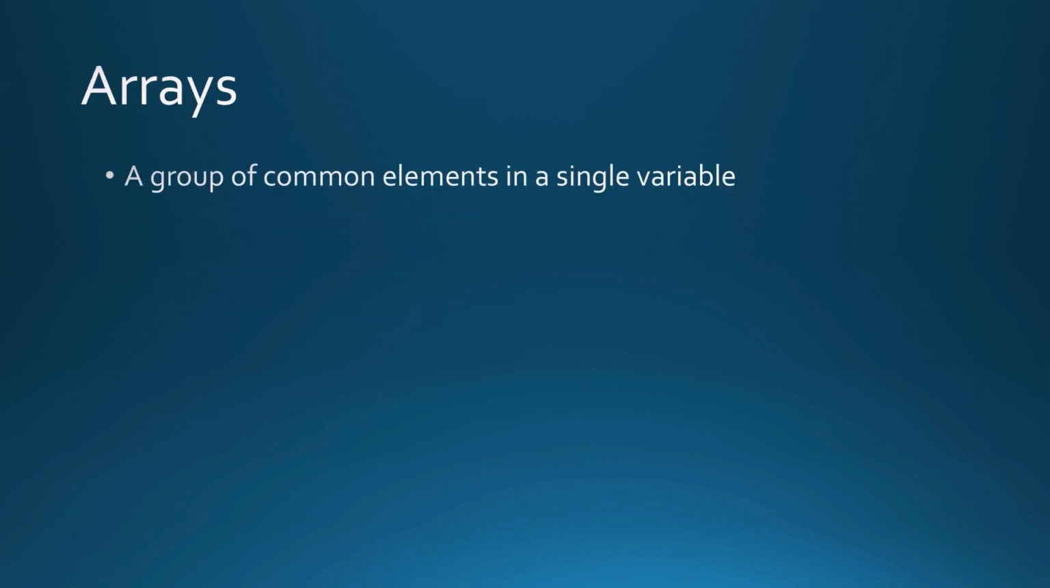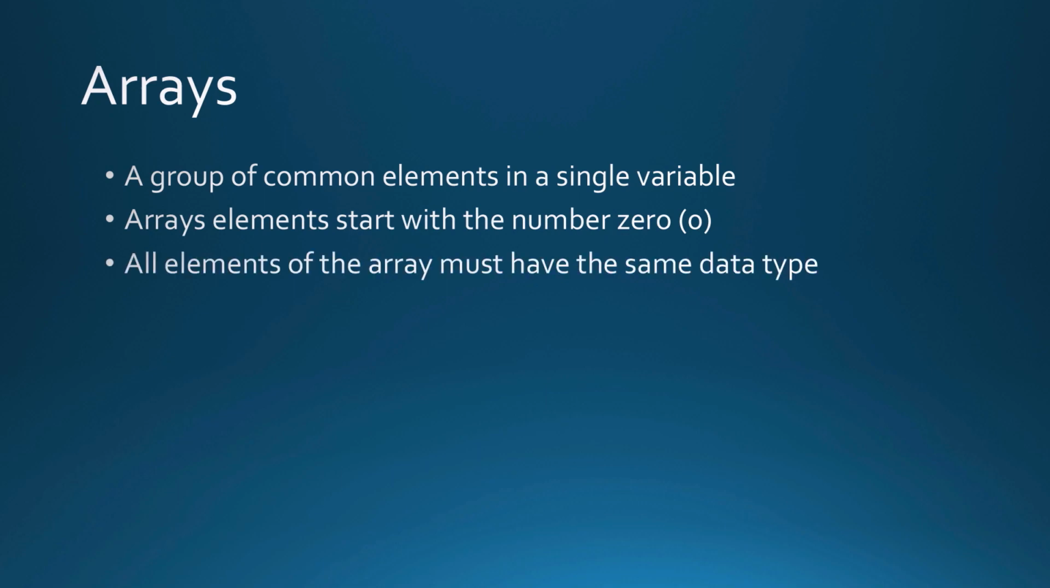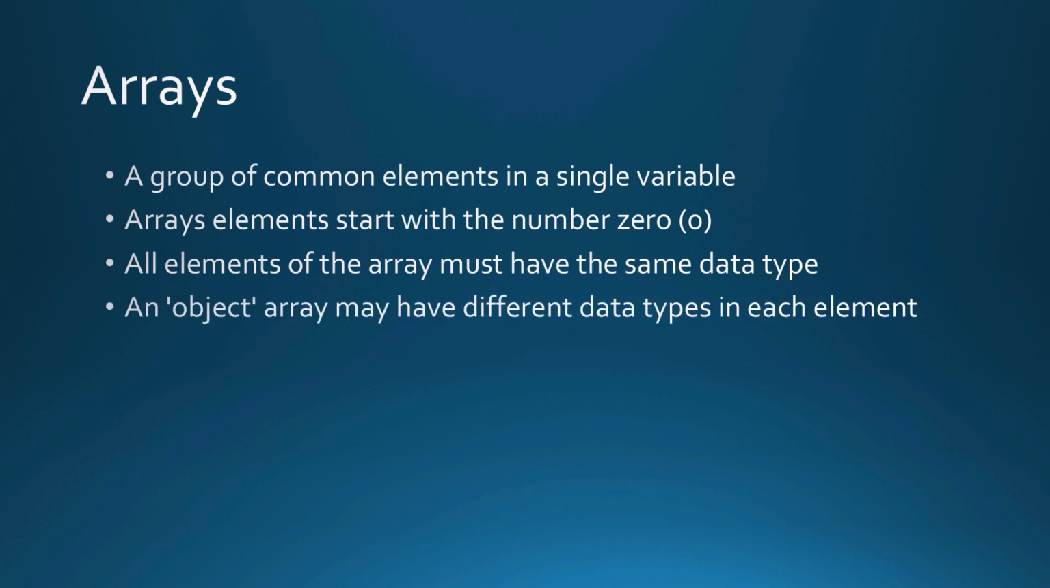Let's start off first with what is an array? An array is a group of common elements in a single variable. Array elements start with the number 0. All elements of the array must have the same data type. An object array may have different data types in each element just because of the nature of an object. An object can have multiple data types.